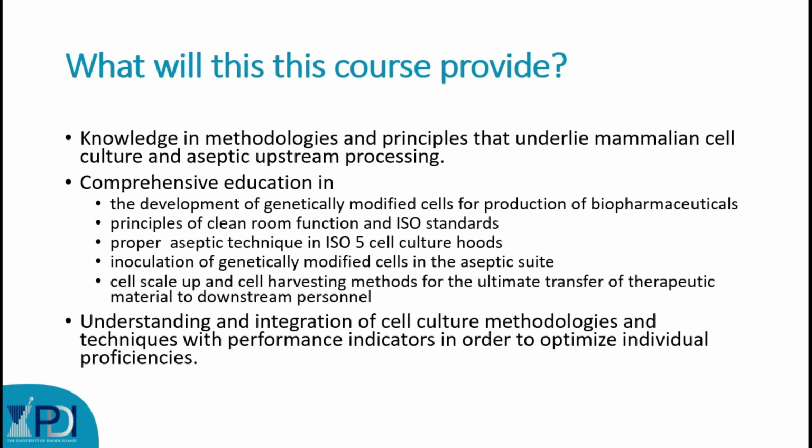So what will this course provide? This course will provide you with the knowledge and methodologies and principles that underlie mammalian cell culture and aseptic upstream processing. It will give you a comprehensive education in the development of genetically modified cells for production of biopharmaceuticals, principles of clean room function and ISO standards, proper aseptic technique in ISO 5 cell culture hoods that are in these clean rooms, inoculation of genetically modified cells in the aseptic suite, and then cell scale-up and harvesting that will be necessary in order to ultimately transfer the therapeutic material to downstream personnel for further purification and fill and finish.